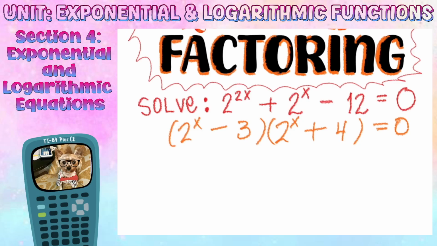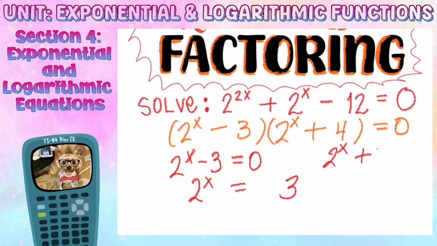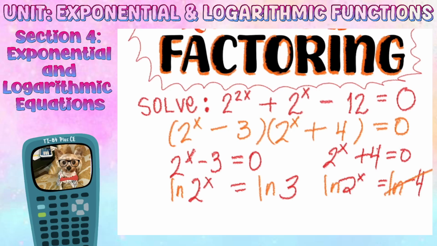So let's go. I'm going to take 2 to the x minus 3 and set it equal to 0. 2 to the x equals 3. And then 2 to the x plus 4 is 0, so 2 to the x equals negative 4. Take the natural log of both sides. Here I can't even do that. So this part has no solution. And here the x can come out front.